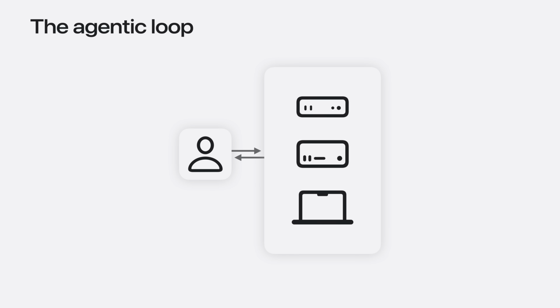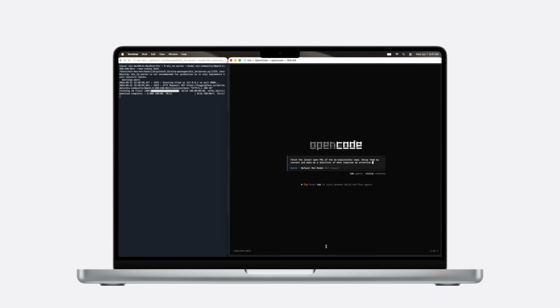What makes this particularly exciting on Apple Silicon is that the entire loop can run locally. Your data stays on your machine, AI is available anywhere, at any time, and there are no usage costs. Let me now show you what this looks like in practice.